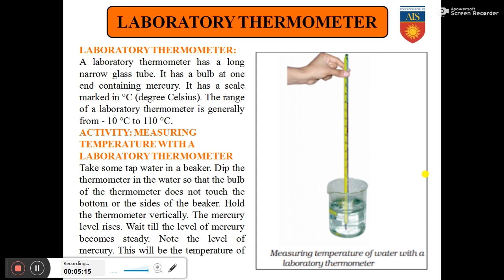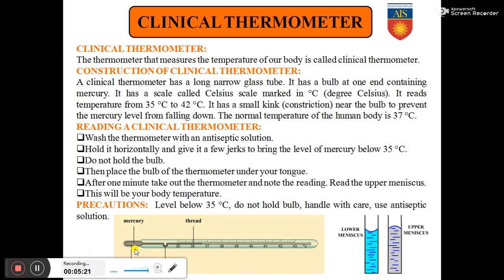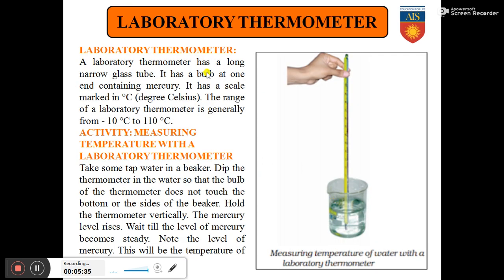Now let us have a look at the laboratory thermometer. In order to understand this thermometer, you have to see something. See, the mercury is placed over here, the mercury thread is over here, and the kink, the constriction, is over here. In laboratory thermometer, this kink portion is missing. So first let's get to see what a laboratory thermometer is. A laboratory thermometer has a long narrow glass tube. It is much longer than a clinical thermometer.